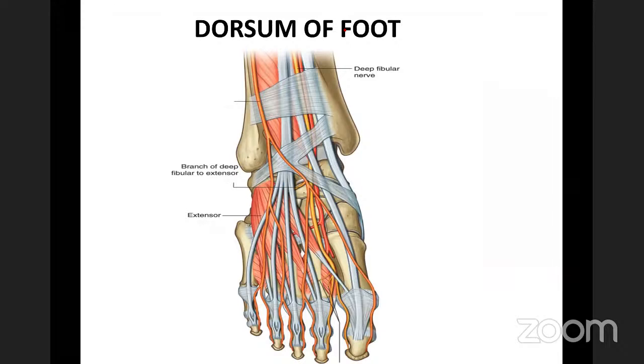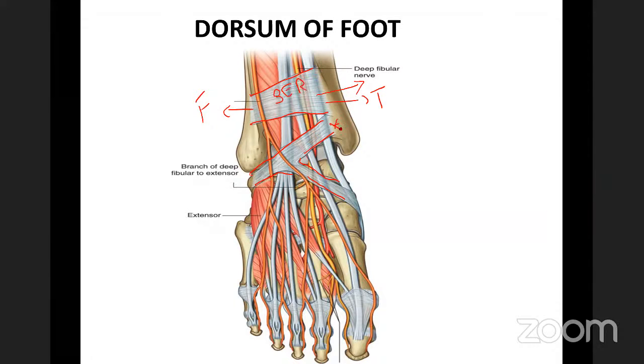Many MCQ questions are asked in this. So, in the dorsum of the foot, as already discussed, this is the superior extensor retinaculum and this is the inferior extensor retinaculum. There's an MCQ question on this, so please pay attention. The superior extensor retinaculum, as already discussed, keeps the tendons secure. It is attached to the anterior border of the fibula and to the anterior border of the tibia, just above the medial malleolus. So, this is about the superior extensor retinaculum.